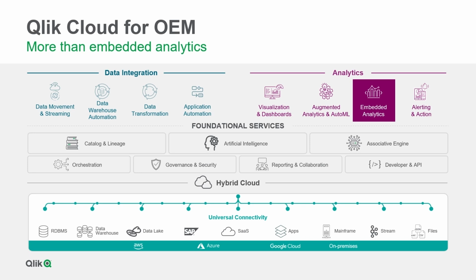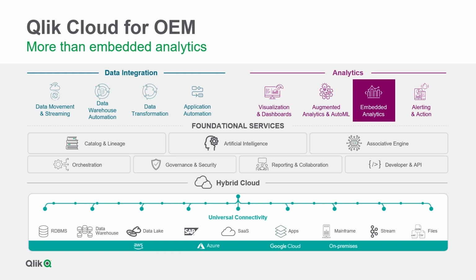So as we look forward, we're looking at additional integrations, enhanced embedding, better private labeling, and as you look across the platform today, you move from areas of data integration where you're doing things like data movement streaming, the data warehouse automation that we've historically done in data integration, data transformation, and of course application automation, doing elements of iPaaS and integration platform activities, both inside and outside of our platform.